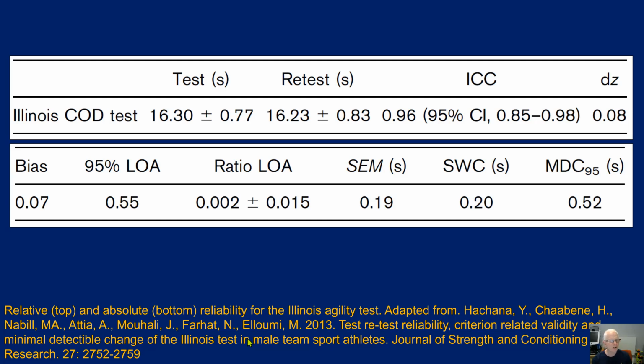So 16.30 plus or minus 0.7 seconds, which is as a group score, and the retest was 16.23 plus or minus 0.83. The interclass correlation that you can see here has got a correlation of 0.96, that's an ICC, and it's got a confidence interval of 0.85 to 0.98. So the range in terms of the variability, that's what the confidence interval shows us, is actually quite small. Okay, so the range there is, if I do my basic maths, about 0.13. So it's fairly small.